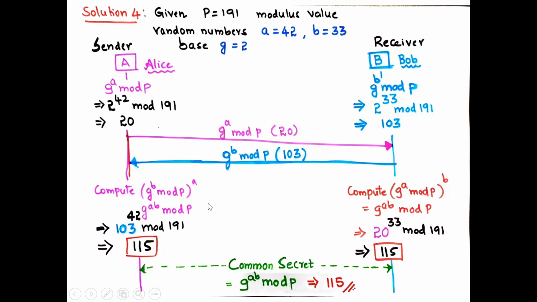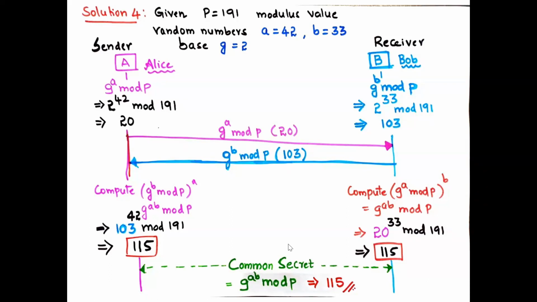Now you can see that even though you send partial keys over the channel, the common shared secret key is calculated separately at the sending end and separately at the receiving end. Both values match. G raised to ab mod P calculated at Alice's end is 115, and calculated at the receiving end is also 115. Therefore the common secret shared between Alice and Bob is 115.